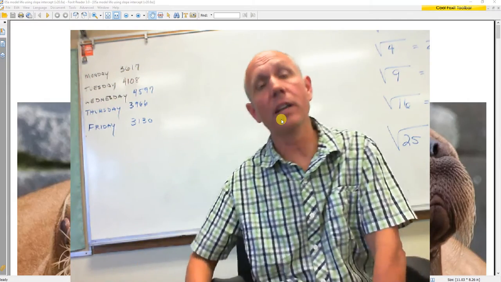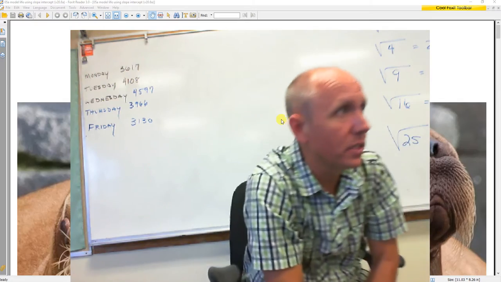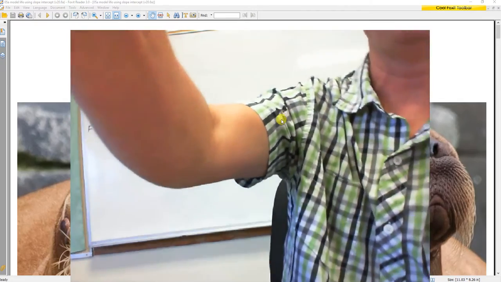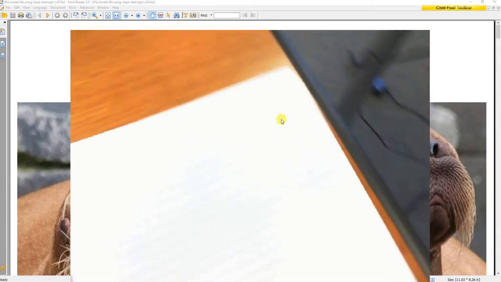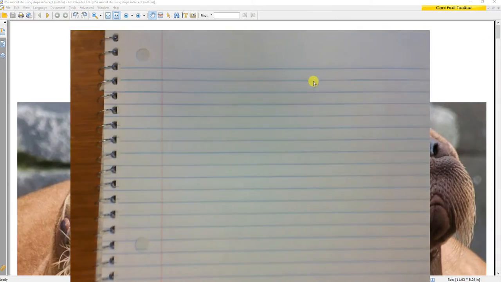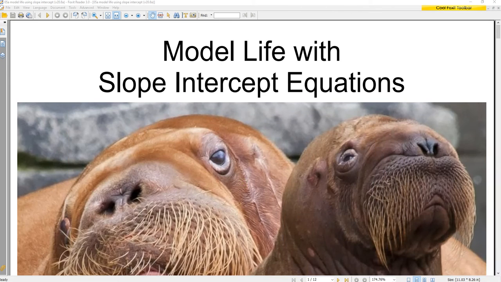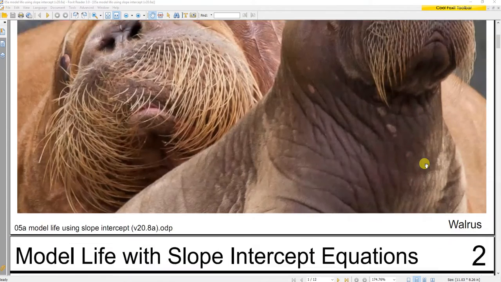So that's what we're working on. But how do we use that equation to model real life situations? So here we go. Let me change my camera so you can see my notes. So let's start with slope intercept equation, modeling life.